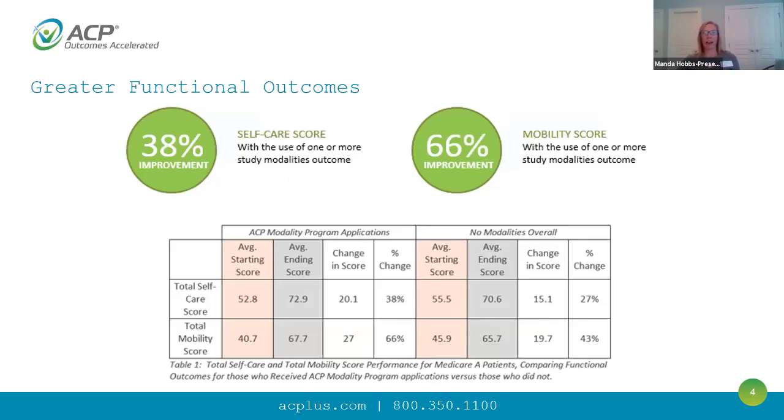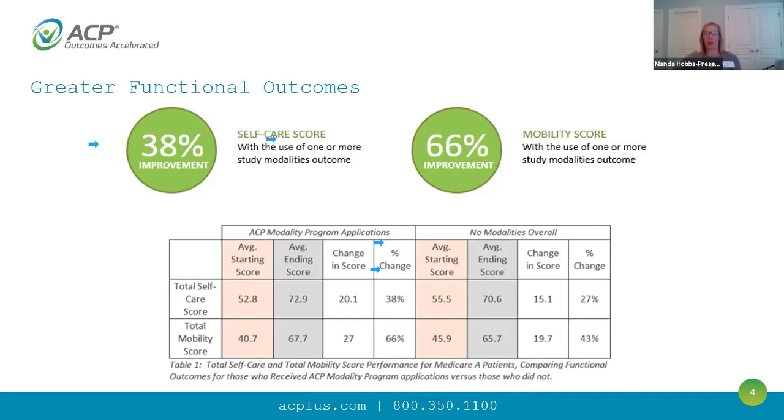When we look at the CARE assessment tool self-care scores for the modality group, these are folks who received one or more modalities, so they were actually being billed for these. They weren't just on the plan of care; they actually received the modality. They experienced a 38% improvement in their self-care scores and a 66% improvement in their mobility score. That's pretty significant when we compare it to the non-modality group, whose results are down here. They had a 27% and a 43% in those same categories. So we're looking at the modality group outperforming the non-modality group by 11 and 23%. That's pretty good results there.